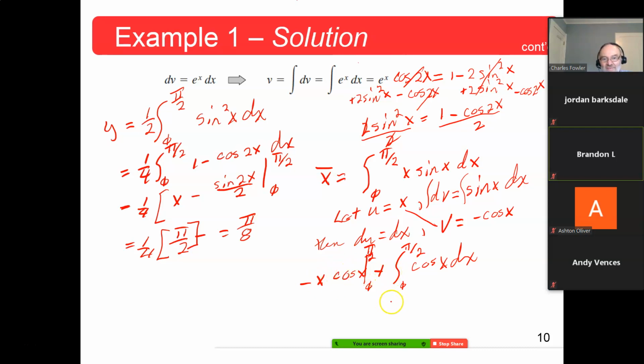What do we have here? The antiderivative of cosine x is sine x, evaluated from 0 to pi halves. Sine of pi halves is 1, and sine of 0 is 0. So you just get 1. All that for that. So the centroid would have been, your x bar is 1 and your y bar is pi eighths.